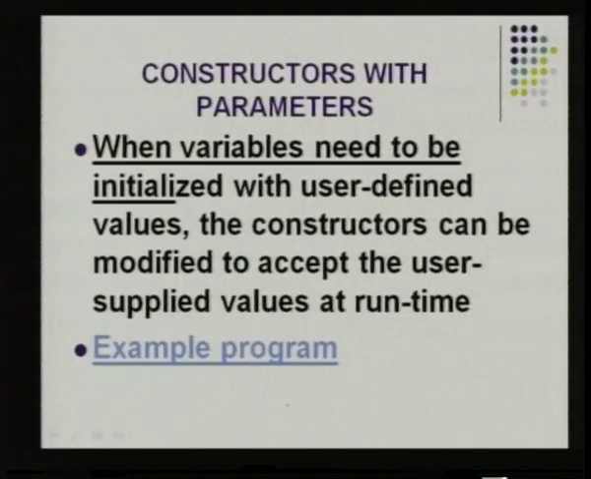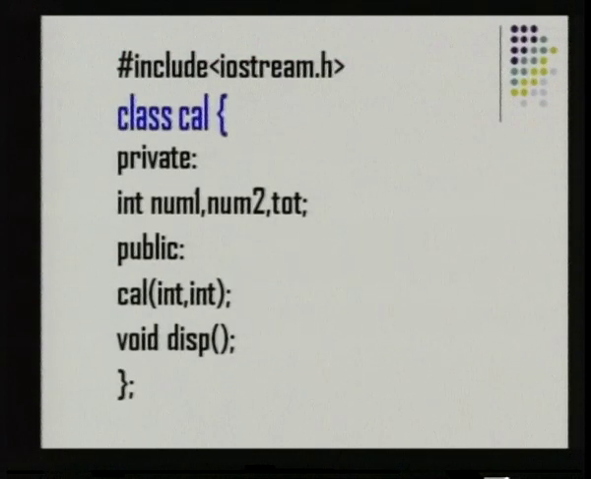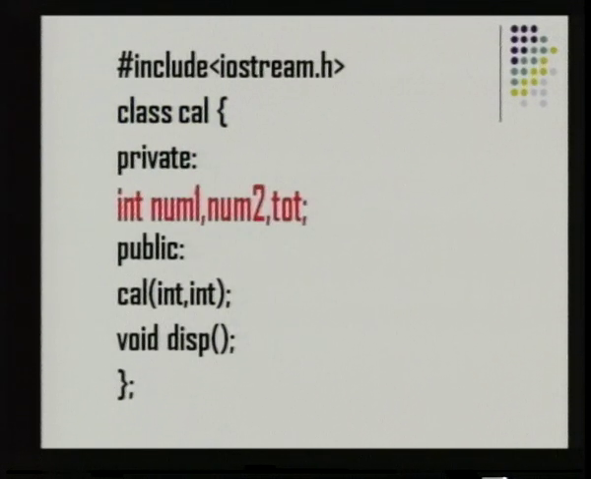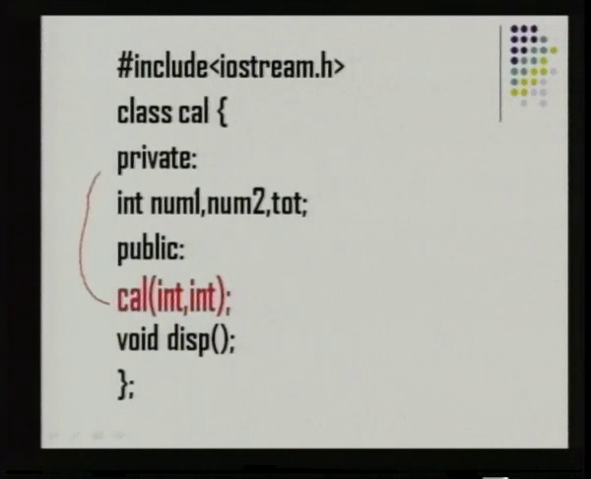So, how is that done? What is the syntax for that? We will see it using this example program. You have the header file, and the class declaration CAL, with the private data members num1, num2 and TOT. So, there are 3 integer variables. Then you have the public access specifier, and a constructor CAL, which is the same as the class name.